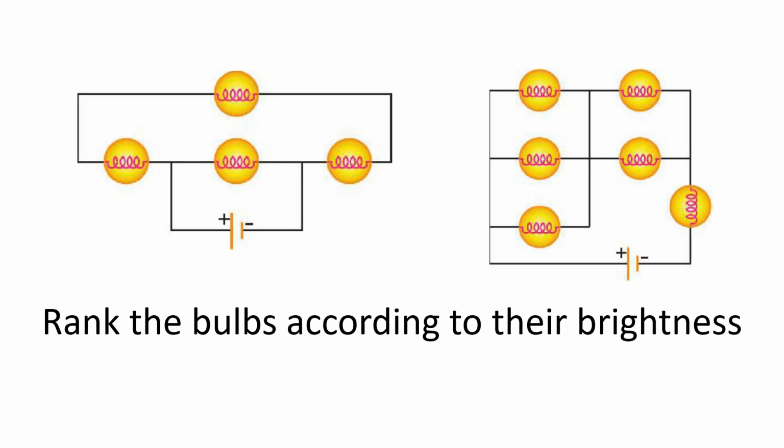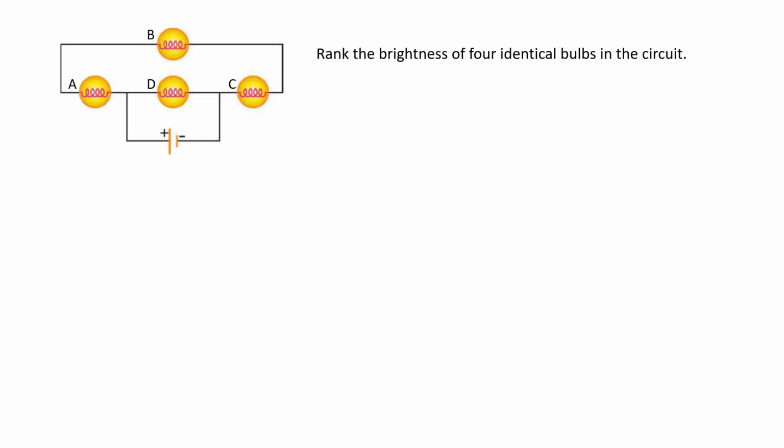Hello, today we're gonna solve two similar problems. In each problem, we will assess the brightness of the lamps in a circuit. Let's start with problem number 1. In the first problem, we are given a circuit with 4 light bulbs, and we have to rank their brightness. Let's redraw the circuit and analyze it.